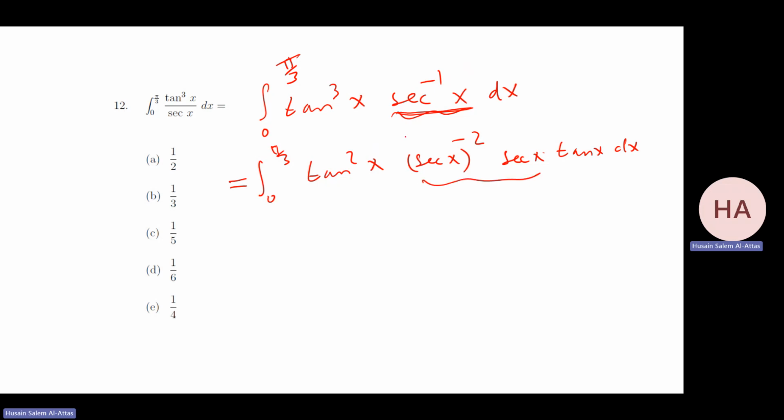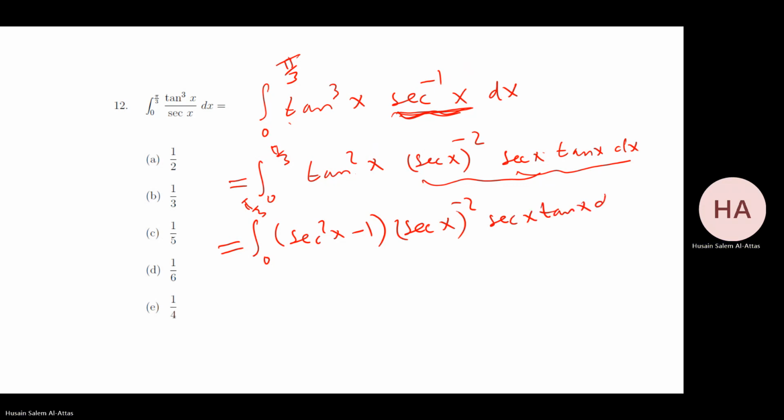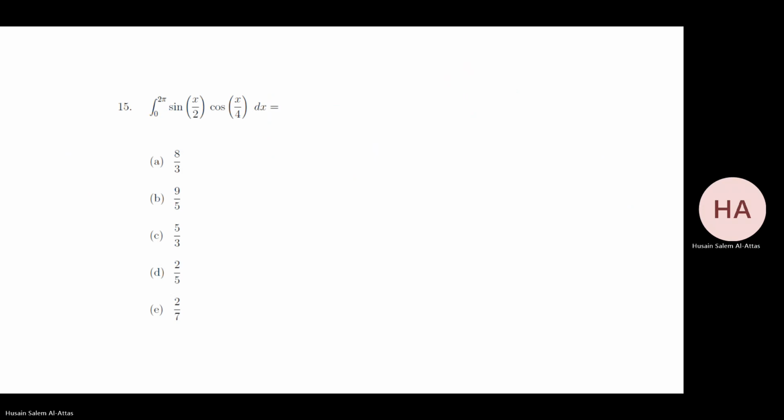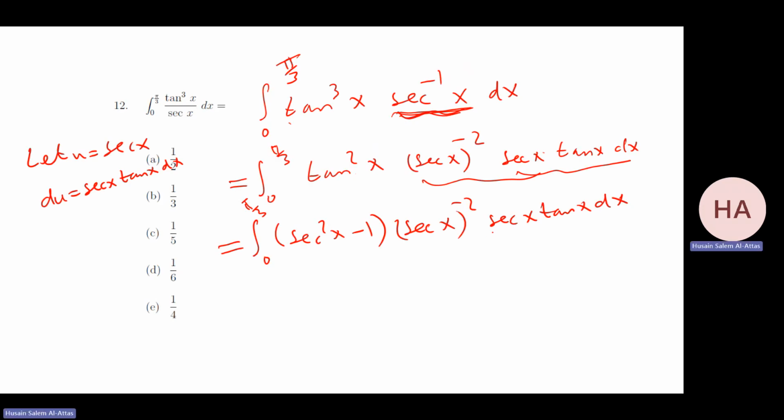So this is back to this one, but I have now the factor which I make du, and tan cubed is made tan squared times tan. Then I need to change this tan squared into secant squared x minus 1, times secant x to the power minus 2, times secant x tan x dx. Now I let u be secant x. What will be du? Secant x tan x dx. So this will be du.